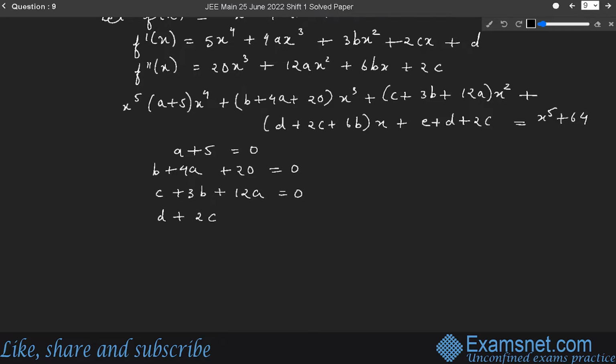d plus 2c plus 6b will be equal to 0. e plus d plus 2c will be also equal to 64.